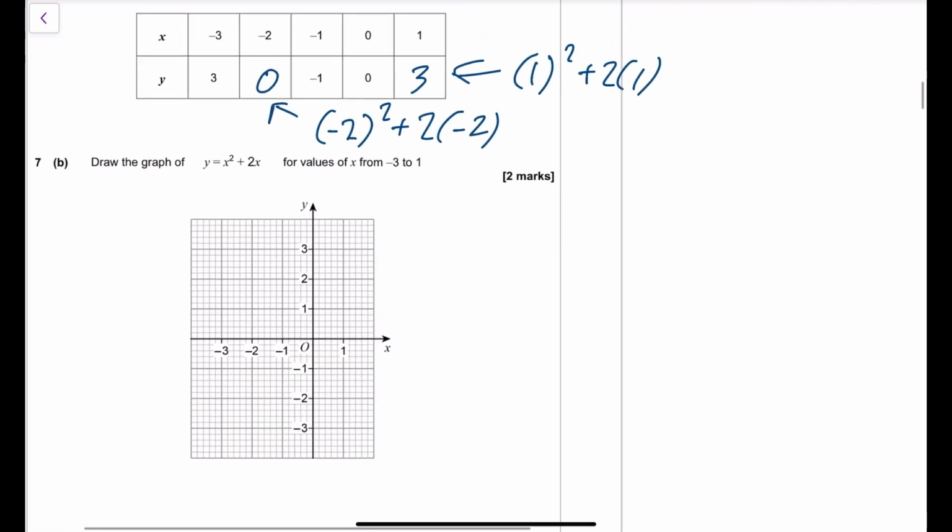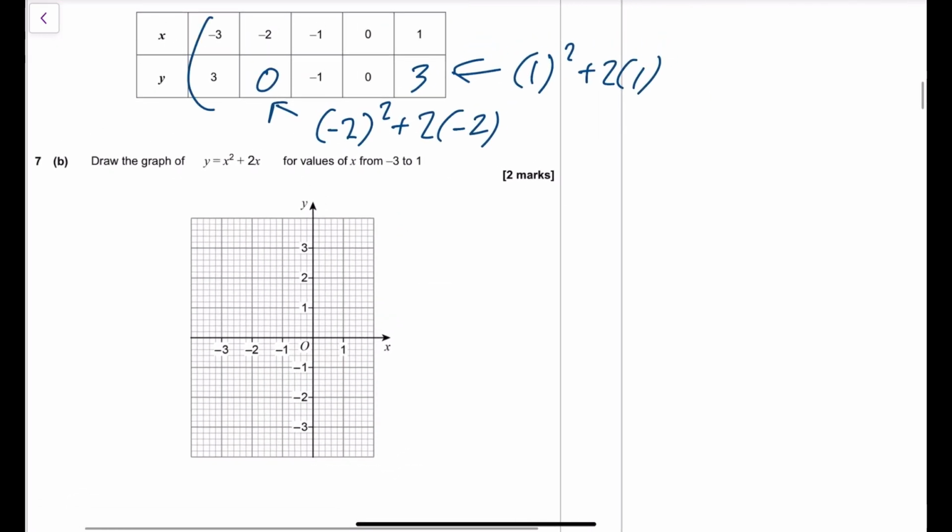And then we've got to plot these. I'm going to plot these very quickly. You have a pair of coordinates here. So minus 3, 3 is here. Minus 2, you're at 0. Minus 1, you're at minus 1. 0, you're back to 0. And 1, you're back to 3.